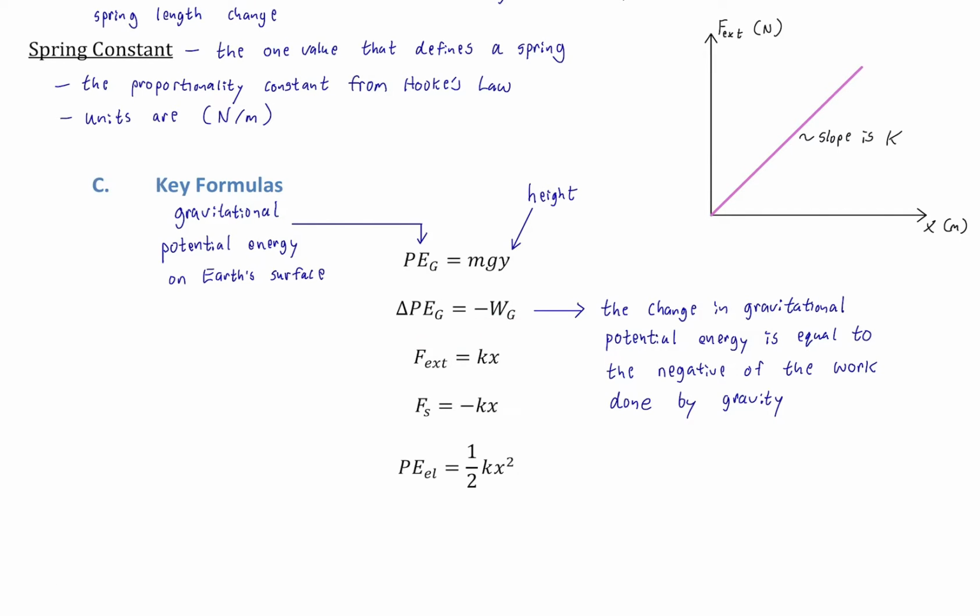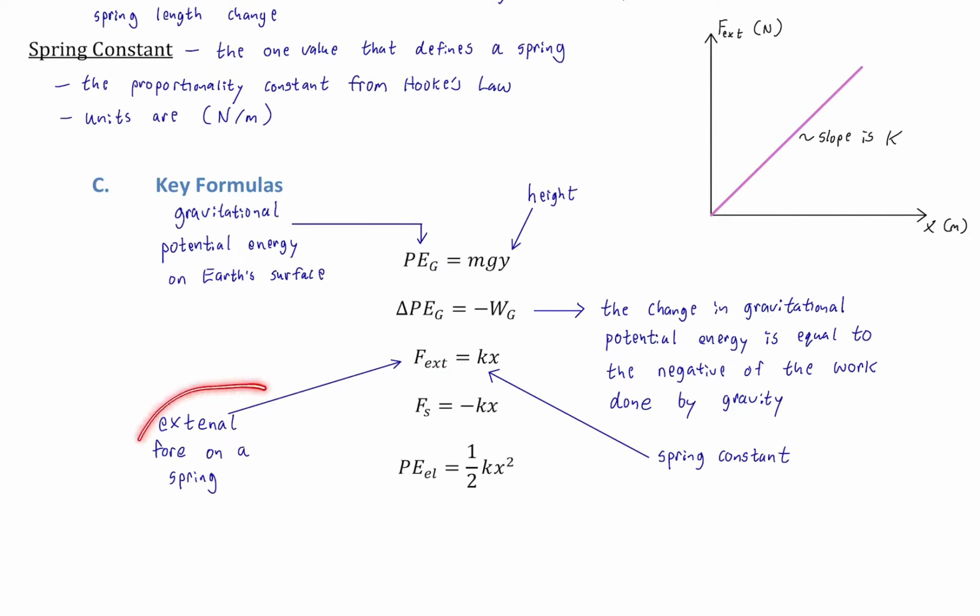Okay? So that's enough about gravity. The rest of these are all about springs. Okay, so the first one is Hooke's law. Here is that direct proportionality. K is the spring constant. F external is the external force on the spring. Maybe that's from hanging a mass on the spring. Maybe it's just from pulling on the spring, right? But some external force acting on the spring.